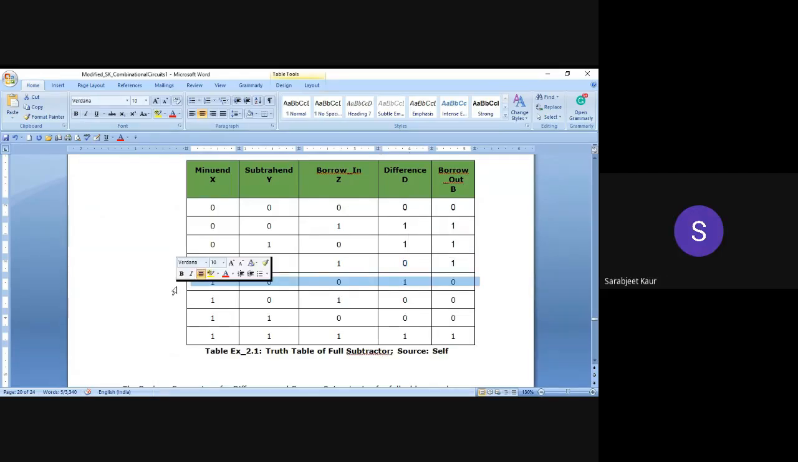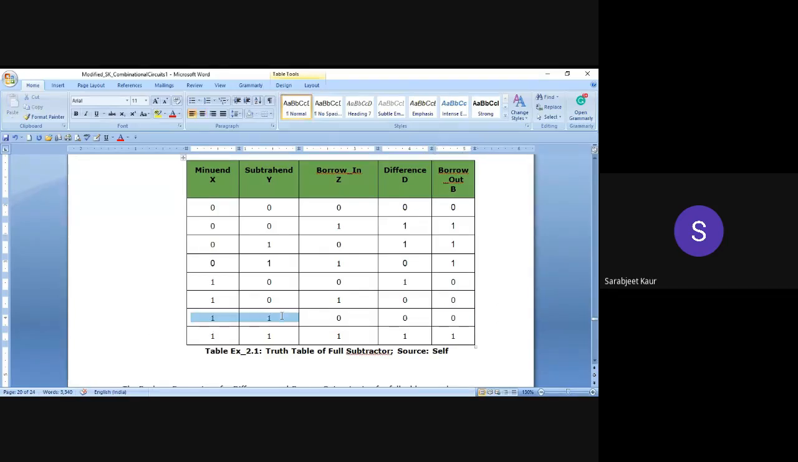Let us look at row number 5. So here 1 minus 0 is 1, right? Now this 1 minus 0 is again 1, and we did not have to borrow anything. Clear? Next, 1 minus 0 is 1, minus 1 gives 0, the difference of 0, and we did not have to borrow anything.